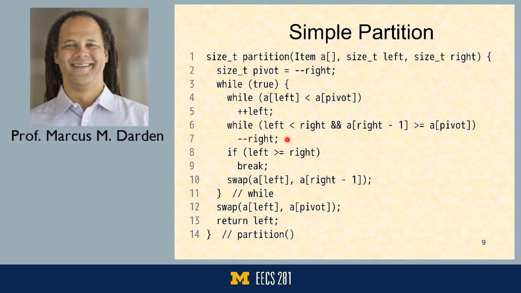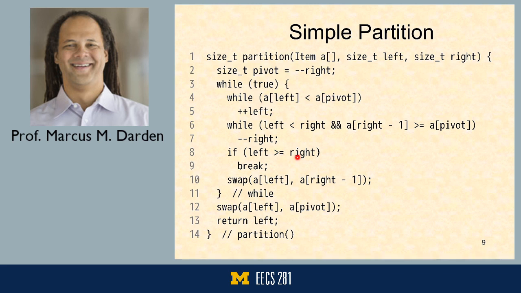Then I jump into this while loop, and this while loop keeps going until I break out of it. We see that this is the only way that I get out of my outer while loop. This is a while true, and I'm going to keep going as long as left is greater than or equal to right.